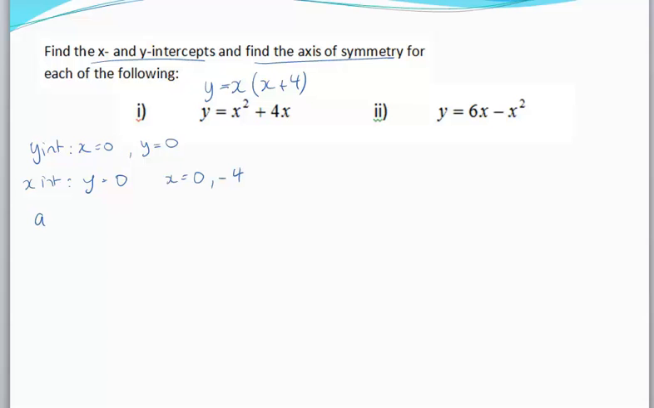And our axis of symmetry, we use x is equal to minus b on 2a here. So minus 4 on 2 will be minus 2.